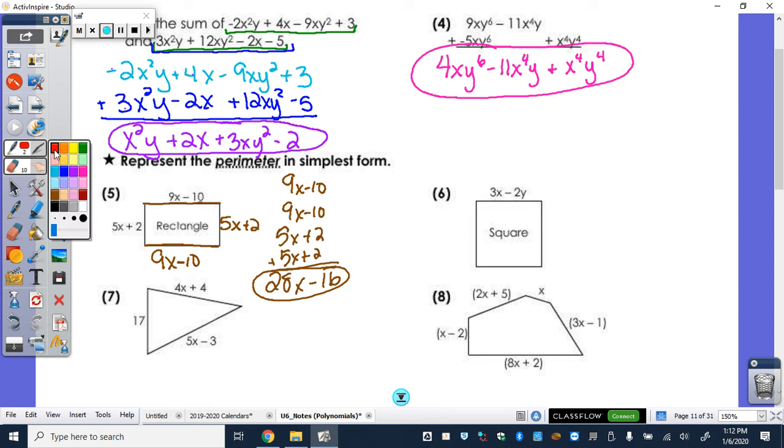So what's true about the sides of a square? They're all the same. All the same. So instead of writing this 4 times, we could just multiply by 4.